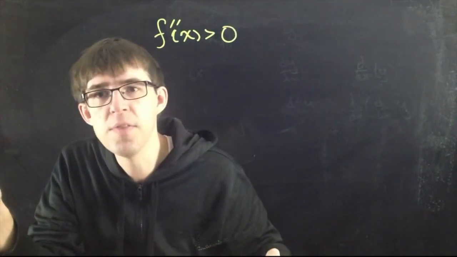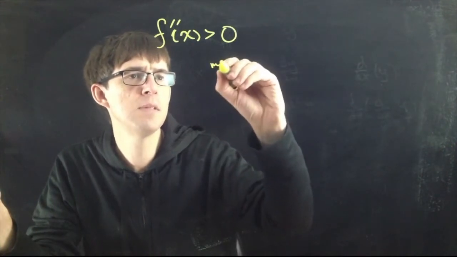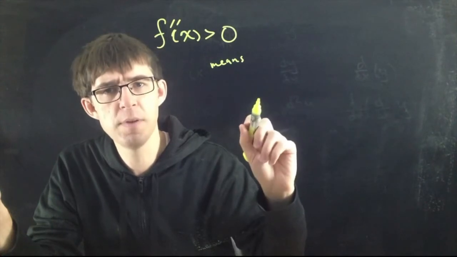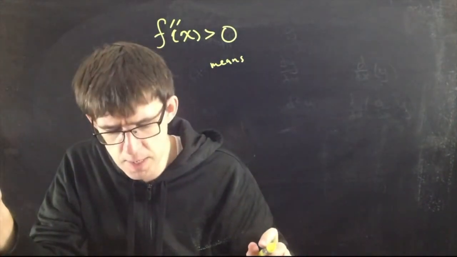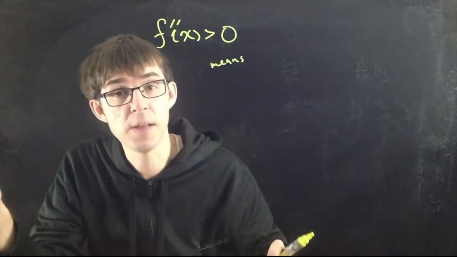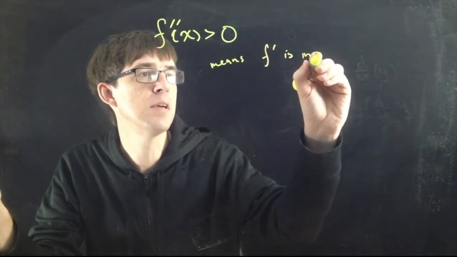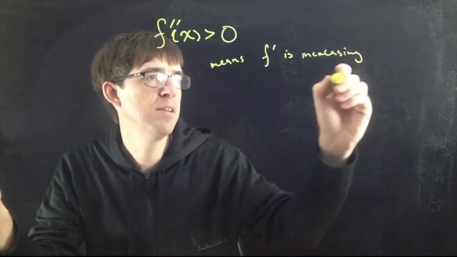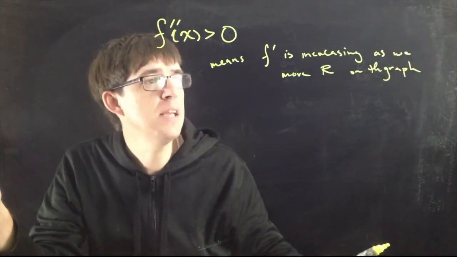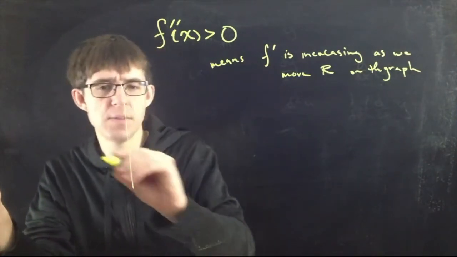What does it look like when the second derivative is positive? First of all, this means that the rate of change of the first derivative is positive. Another way of saying that is the first derivative is increasing because its rate of change is positive, which means increasing. So this means f prime is increasing as we move to the right on the graph. What would that mean? What would that look like? It could look like something like this.